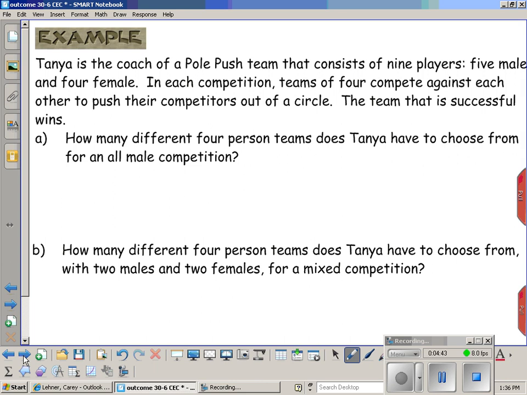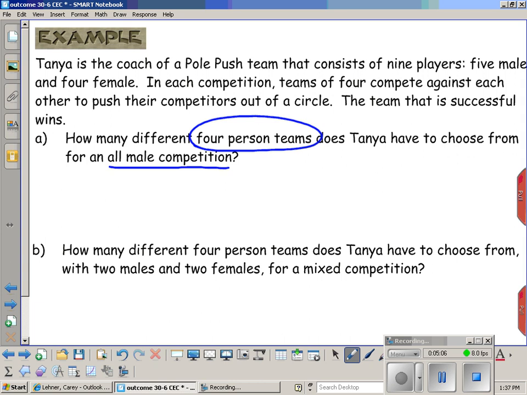So what you have to look at here, it's important. We want all male, and we're dealing with 4-person teams. So we know that this is a combination because it doesn't matter who gets chosen first. We're not picking a captain and an assistant captain, etc. We're just choosing a team of 4. So that's why we know this is a combination.